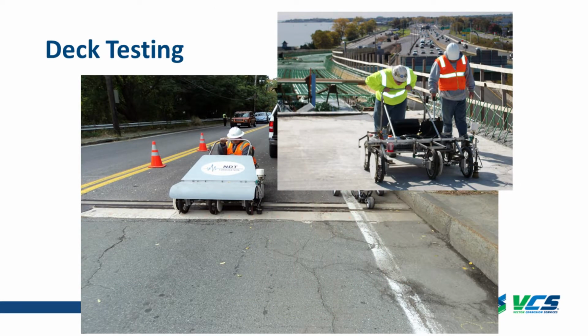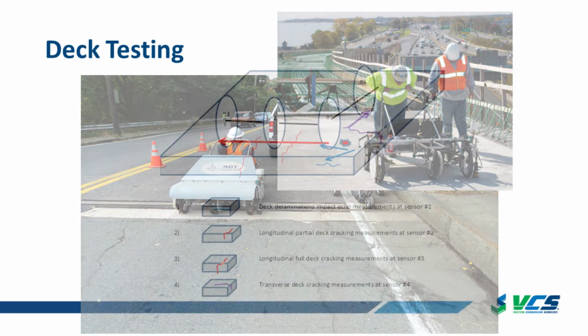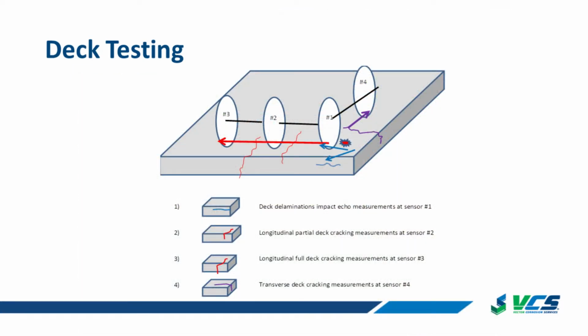For decks, a lot of people, and Shane showed one, use rolling impact echo types. There's several different systems out there that work. So this is our particular one. It has a couple of sensors on some wheels. So it's got 3 leading sensors, and then it's got 1 trailing sensor.